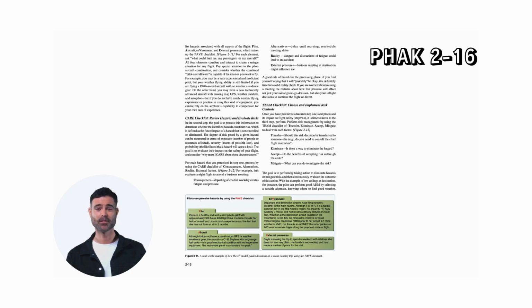Once you have perceived a hazard, Step 1, and processed its impact on flight safety, Step 2, it is time to move to the third step: perform. Perform risk management by using the team checklist of transfer, eliminate, accept, mitigate to deal with each factor. Transfer: should this risk decision be transferred to someone else? E.g., do you need to consult the chief flight instructor?